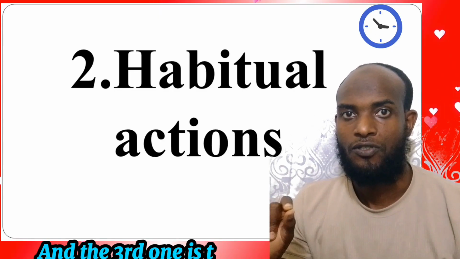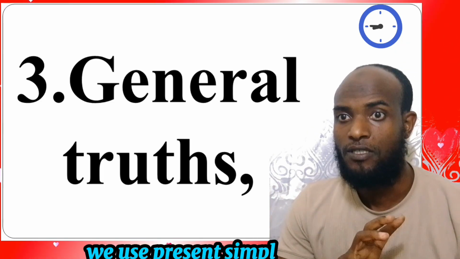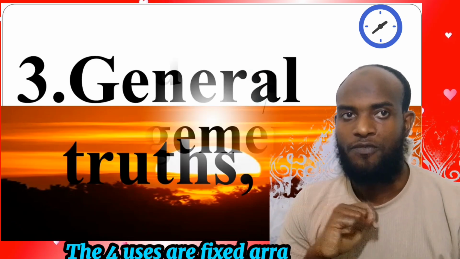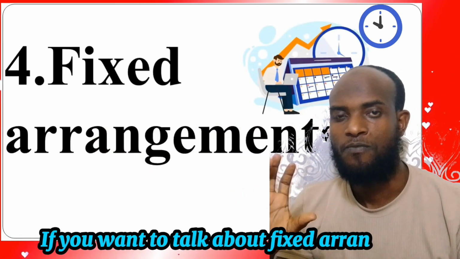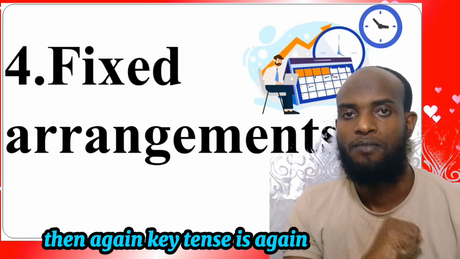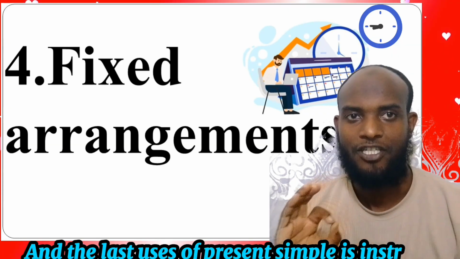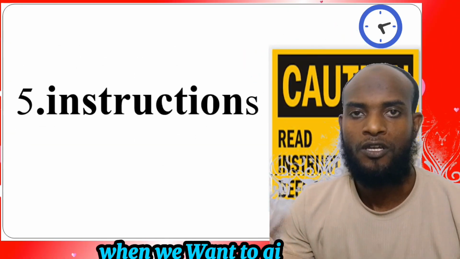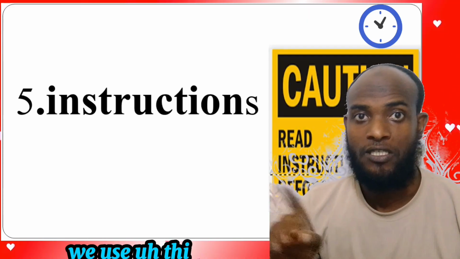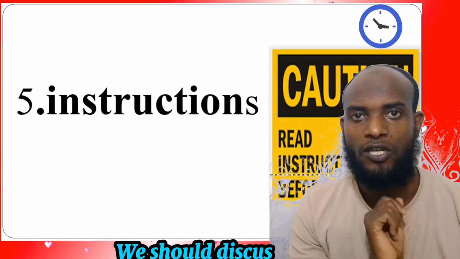And the third one is to talk about general truths. When we want to talk about general truths, we use present simple tense. And the fourth use is fixed arrangements, right? If you want to talk about fixed arrangements, plans, then again the key tense is present simple. And the last use of present simple is instructions. When we want to give any order, commands, or instructions, we use present simple tense. That's why it is the most important tense, right? We should discuss it.